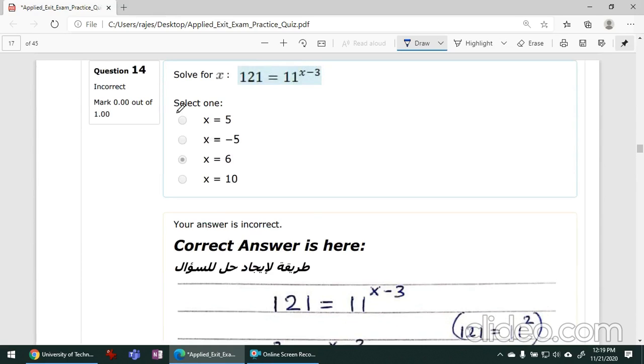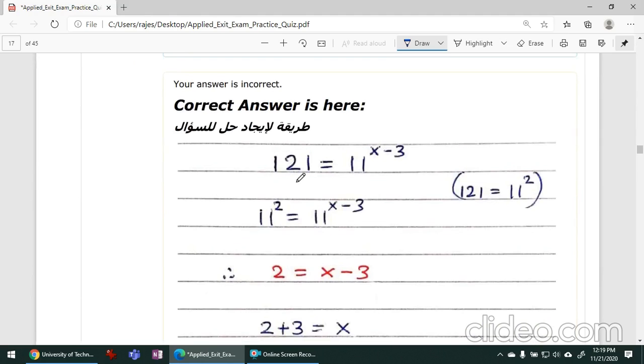Now question number 14. Solve for x. You have to find the value of x. 121 equal to 11 power x minus 3. Now this is the equation. You know what 121 is? 121 means 11 power 2. So I write 11 power 2 equal to 11 power x minus 3.